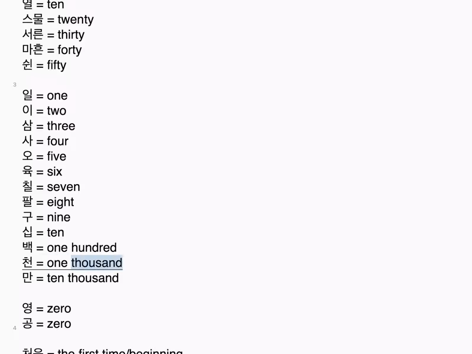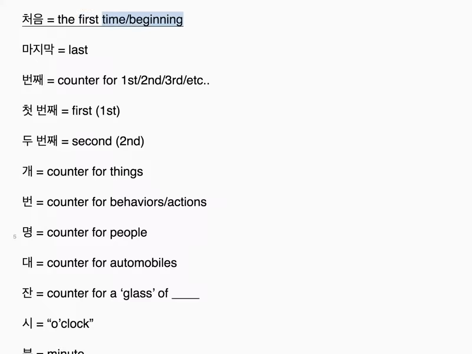천, 1000. 만, 10,000. 공, zero. 처음, the first time, beginning. 마지막, last. 번째, counter for 1st, 2nd, 3rd, etc. 첫 번째 equals first, 두 번째 equals second.